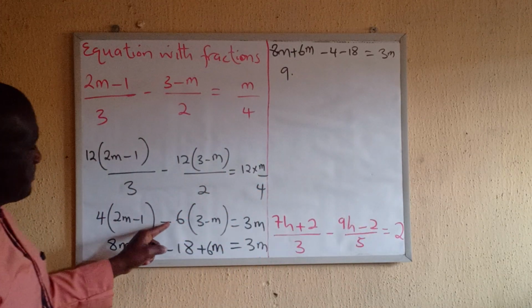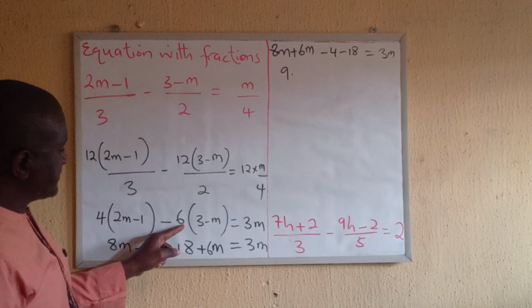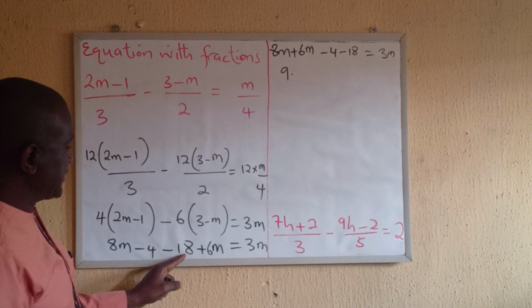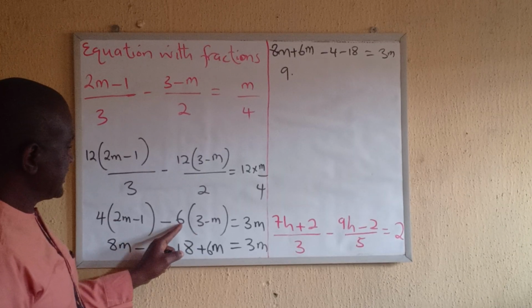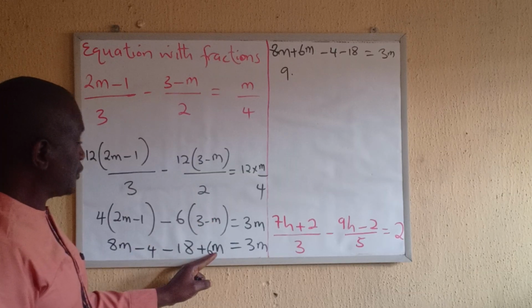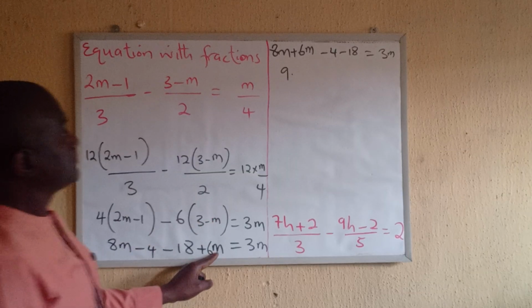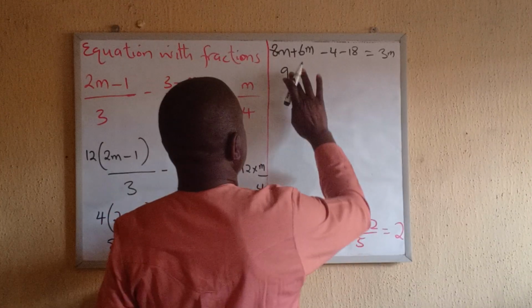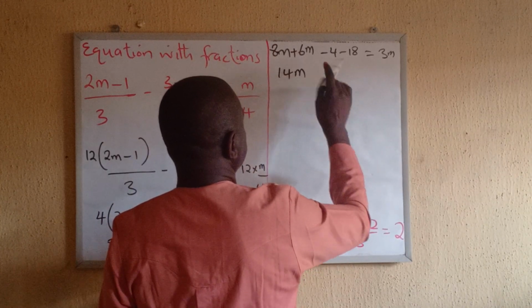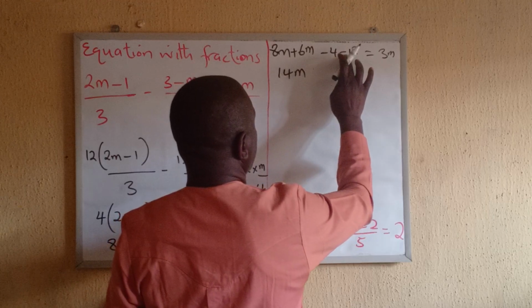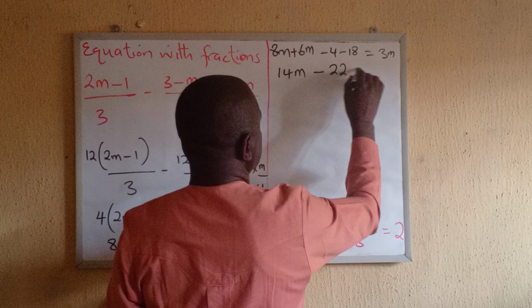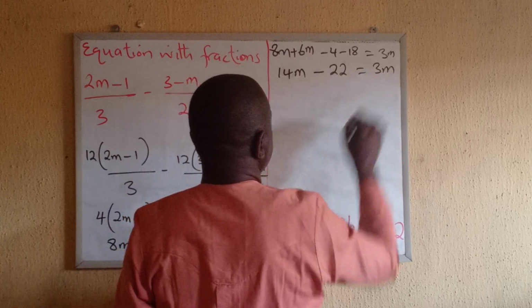Is that okay? Because minus 6 timesing plus 3 will give you minus 18. Minus 6 timesing minus 1m will give you plus 6m. Is that okay? So here now when we have this plus this will give us 14m, and minus 4 minus 18 will give me minus 22 is equals to 3m.